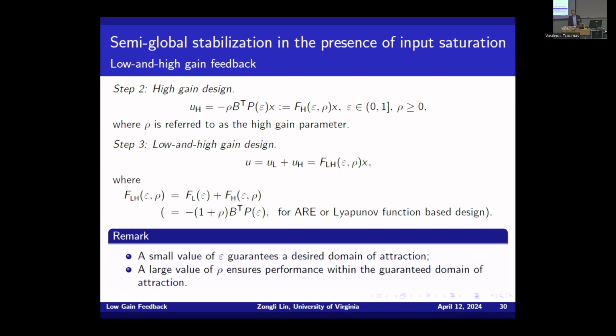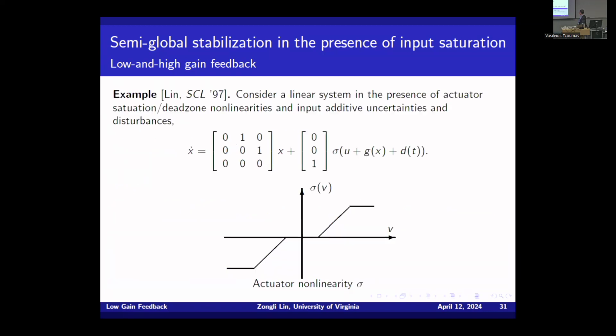So in other words, if I use low gain feedback to achieve a certain domain of attraction, and I add a high gain in this form, that domain of attraction still remains. So you wouldn't shrink the domain of attraction. But then these high gain actions can be exploited to achieve other properties. So this is how you combine these to get low and high gain feedback.